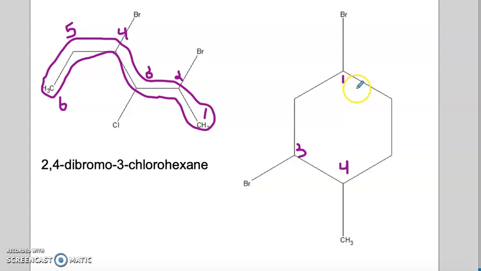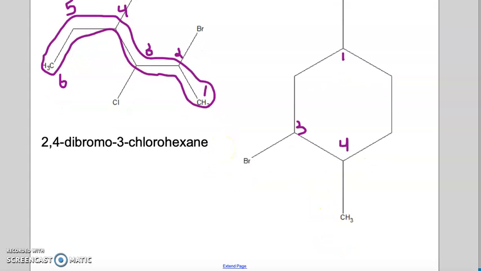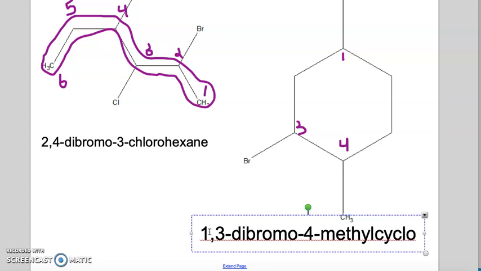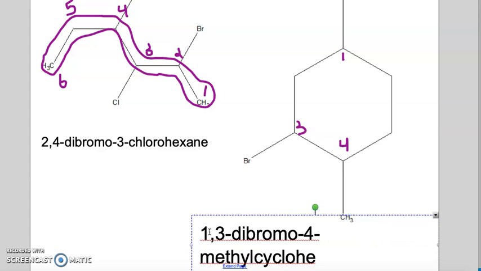So prefix-wise, there's 2 bromines to go in it, so dibromo, and then there's this methyl. Again, we're using alphabetical order, just like we always do, so that bromine is going to come first. So we're going to have 1, 3, dash dibromo, then dash 4 dash methyl. And because this is cyclic, we're going to go cyclohexane. Okay.